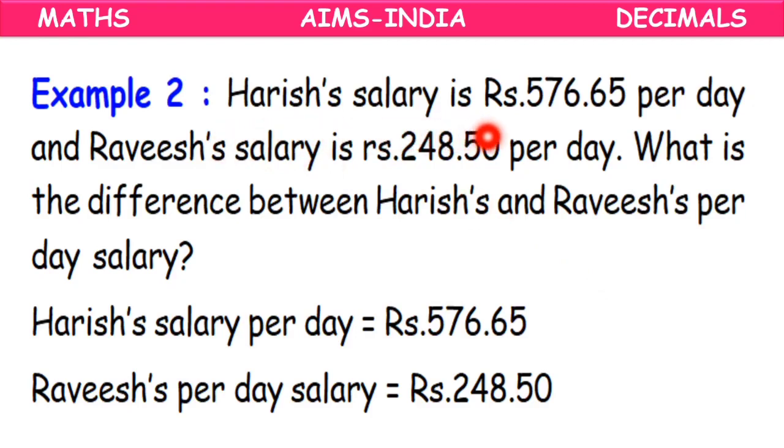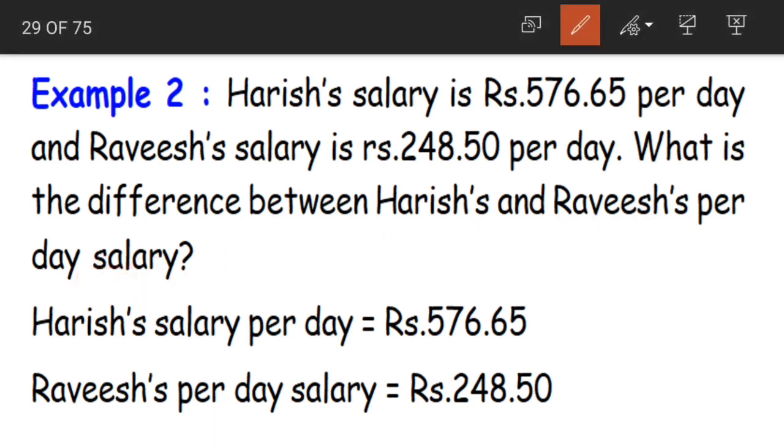Harish's salary is 576.65 rupees per day and Ravi's salary is 248 rupees 50 paisa per day. What is the difference between Harish's and Ravi's per day salary? Here we are given two salaries of two different persons. Yes, Harish has 576 rupees 65 paisa and Ravi has 248 rupees 50 paisa per day.